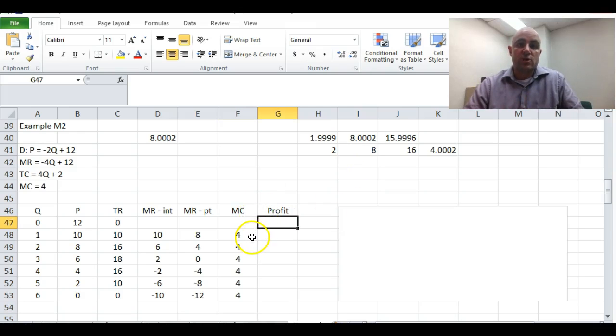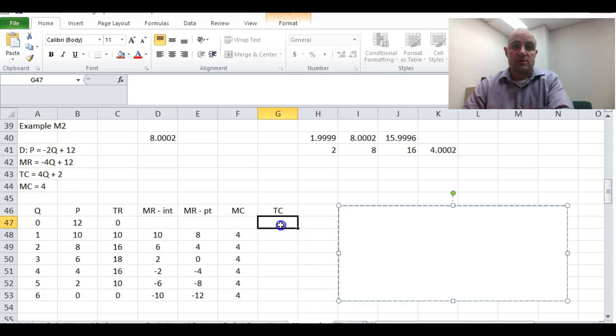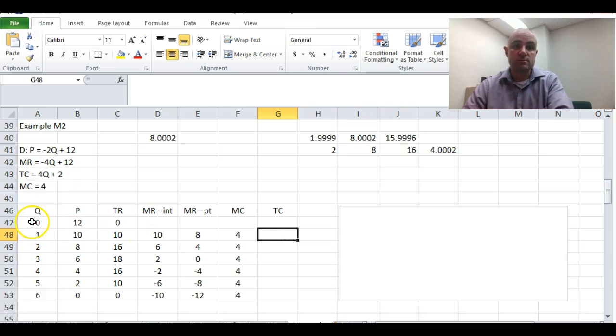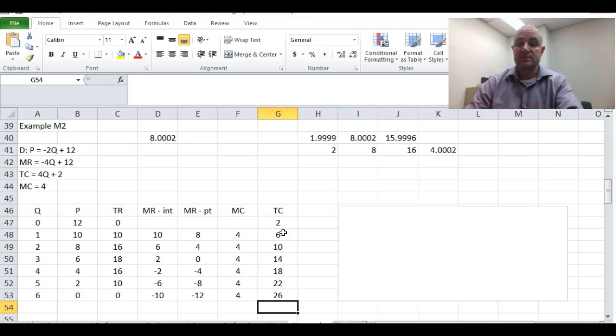The marginal cost then, which is given at a point, if we want to find the total cost, we have our equation here, which is 4Q plus 2. And so our total cost is going to be 4Q plus 2, so 4 times 0 plus 2. And so you have a total cost of 2 here when you produce 0 units. And then we have 1 times 4, which is 4, plus 2 is going to be 6, and then 10, 14, 18, 22, 26. Okay.